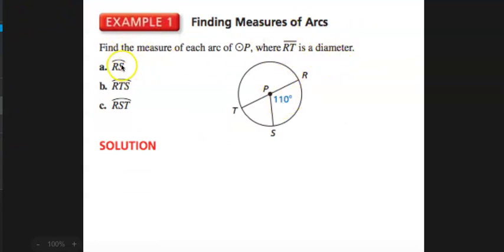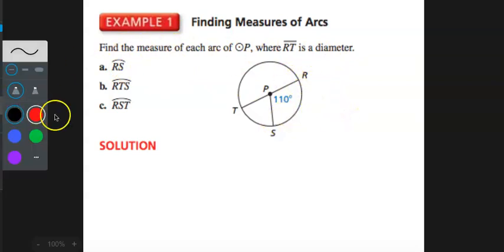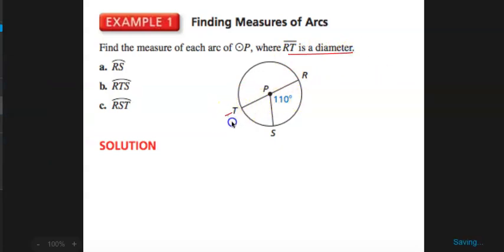Finding the measures of arcs. Nice and easy. RS, the minor arc, is 110. We have a couple options here. Notice that RT is the diameter, so the arc from here to here is 180 degrees, which is half a circle. That means this is 70 degrees, so RTS is 70 degrees. RS is 110, and together, TSR is 180. What else is it asking for?